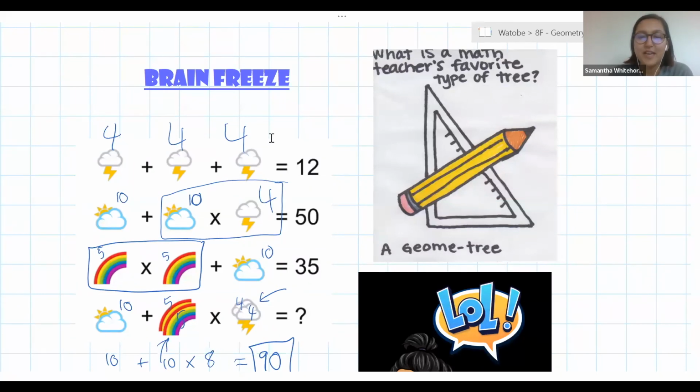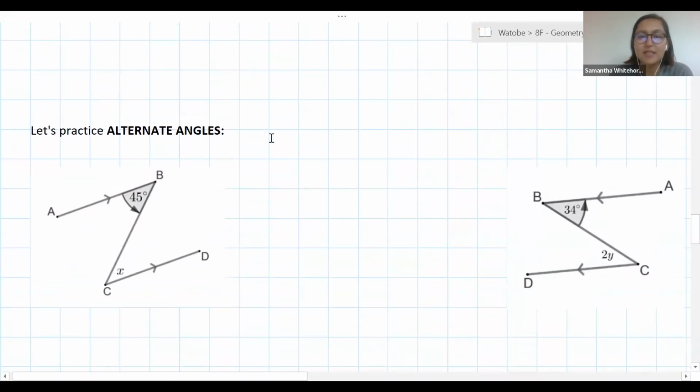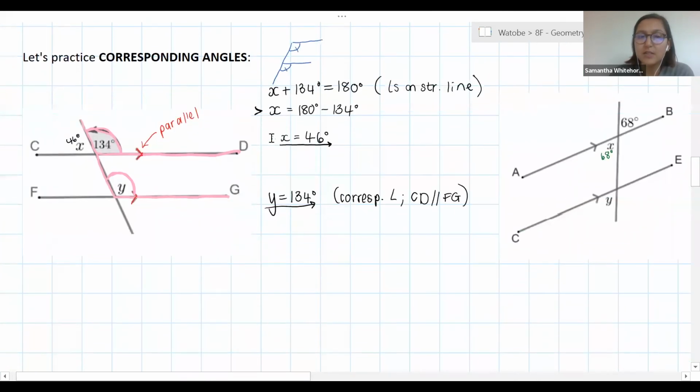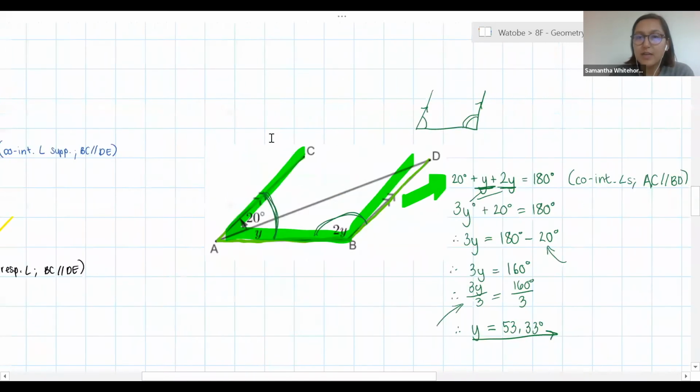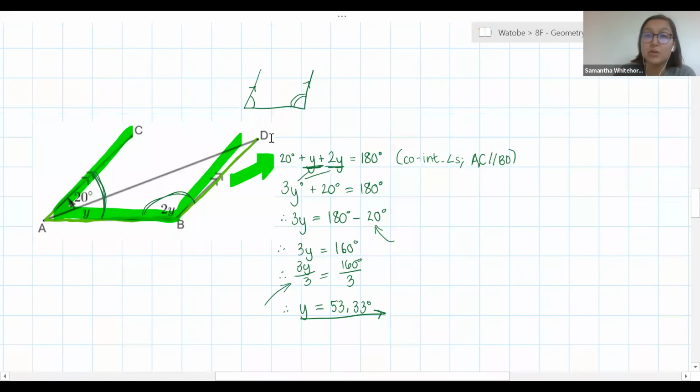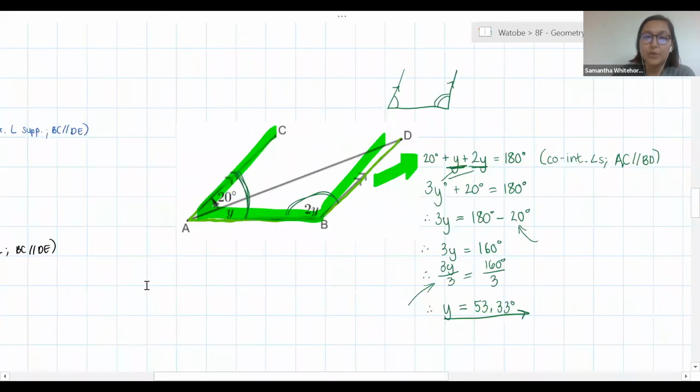Awesome. Okay, guys, so let's have a practice then. So what we did, just so we're all very clear, we've practiced our corresponding, we've practiced our co-interior, and this is the question we finished off on. If there's anyone who didn't take a screenshot, do it now while I'm on it. And then what we're going to practice next are our alternate angles. So the third reason with our parallel lines that we need to know.